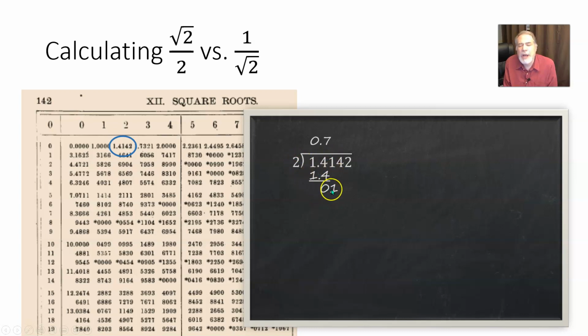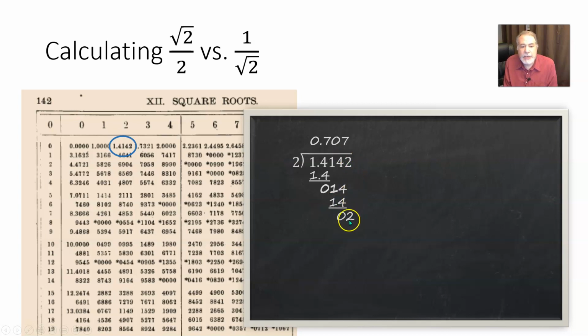2 goes into 1 0 times. So we need to bring down the next digit. And now 2 goes into 14 7 times. And then multiply 7 times 2 and get 14. And subtract.